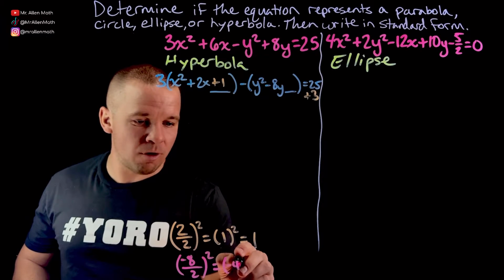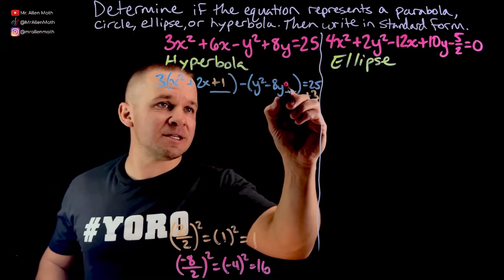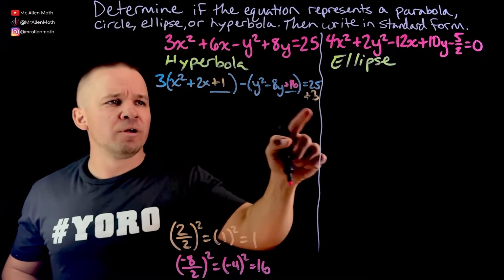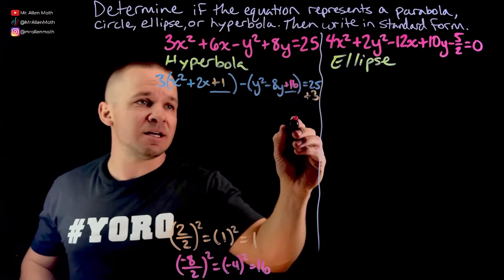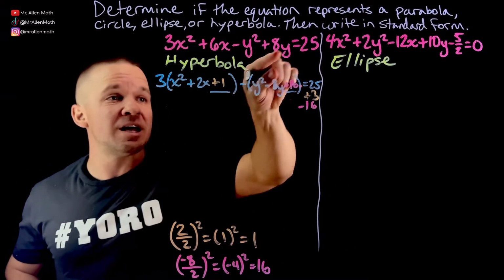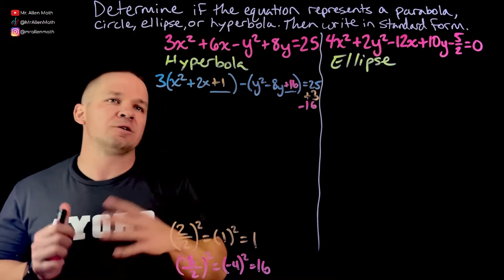That's negative 4 squared. That's 16. All right, so we'll add 16 here. But what am I really adding? I'm really adding a negative 16. So it'll be negative 16 over here to balance the equation, right? If I distributed that negative in, I'd get negative 16, so I've got to put that on the right-hand side as well.